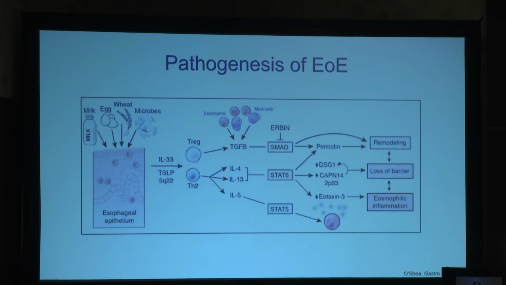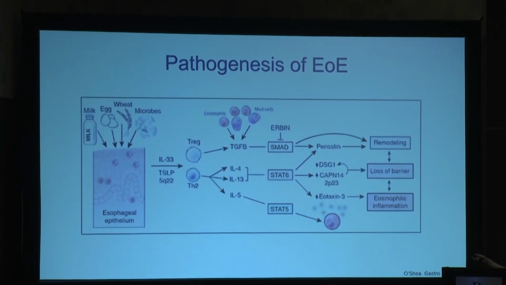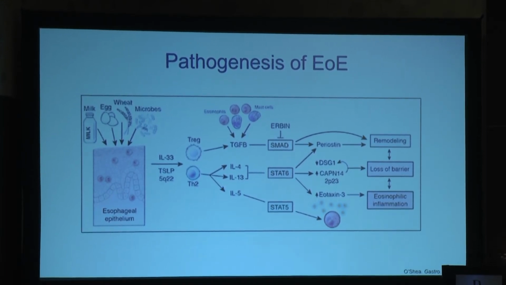And so how does EOE develop? We think, in a genetically susceptible person, there are different proteins, whether from the food that they eat, from the microbes, or from the mucus they're swallowing with different antigens in it, and those cross the epithelial barrier of the esophagus, and that really triggers the Th2 cell pathway. Those release other interleukins that activate the STAT6 pathway, which is really important and increases eotaxin 3. Eotaxin 3 attracts eosinophils to the epithelium.